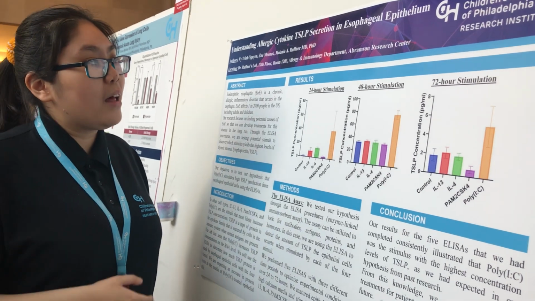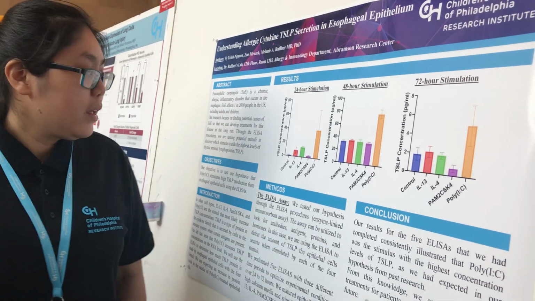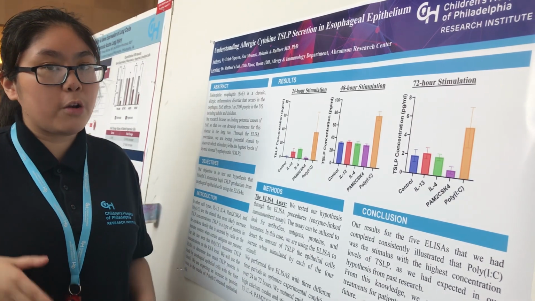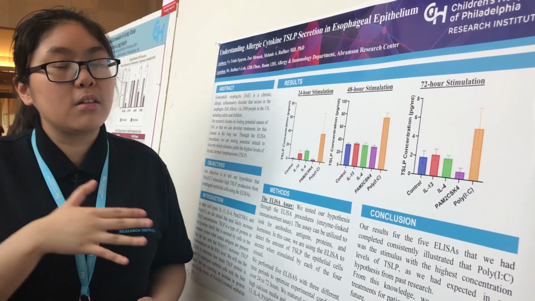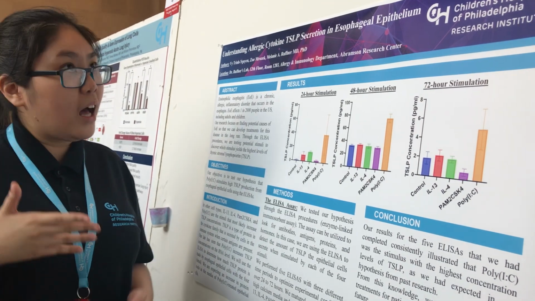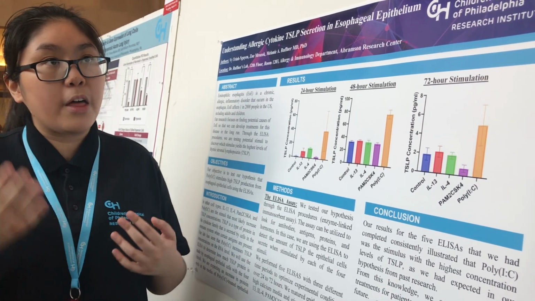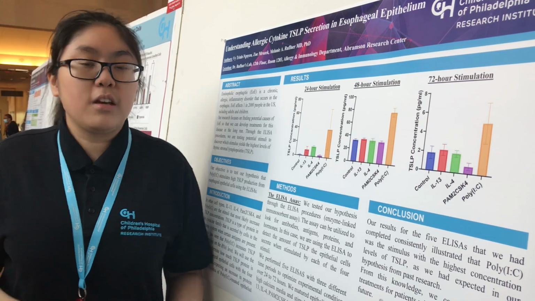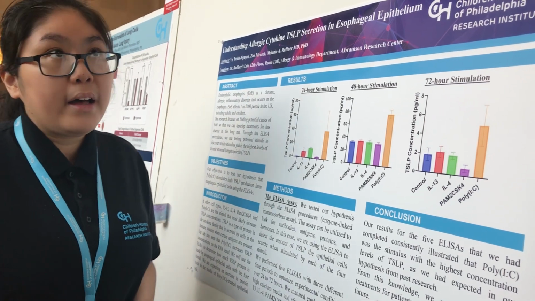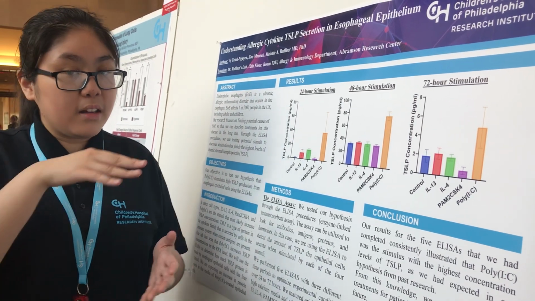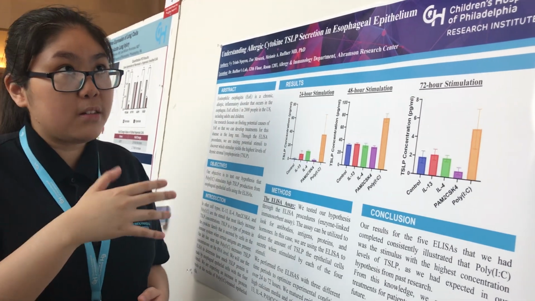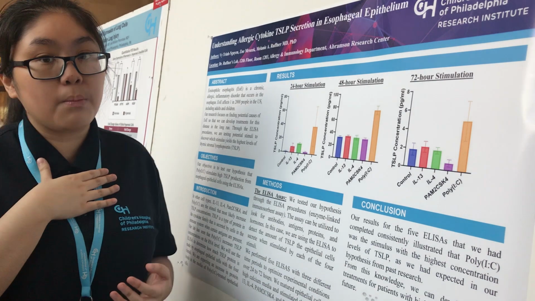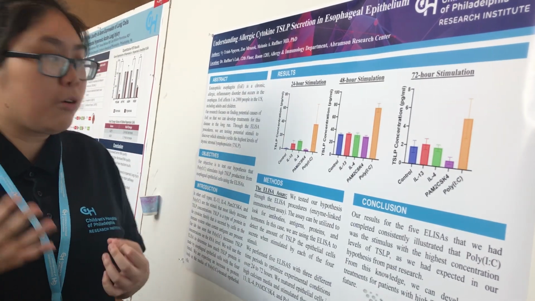in esophageal epithelium. TSLP stands for thymic stromal lymphopoietin. It is a substance that induces allergic reactions in not just EoE, but also in other allergic disorders such as asthma or atopic dermatitis. It is also called a cytokine, which is a substance that is present when foreign invaders come inside the body, in response to allergies.